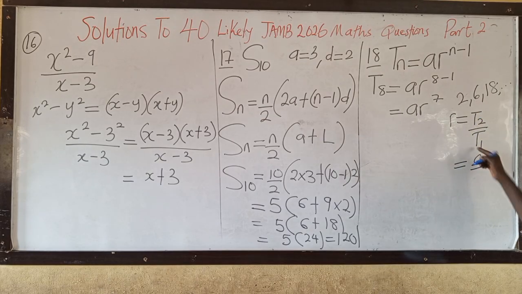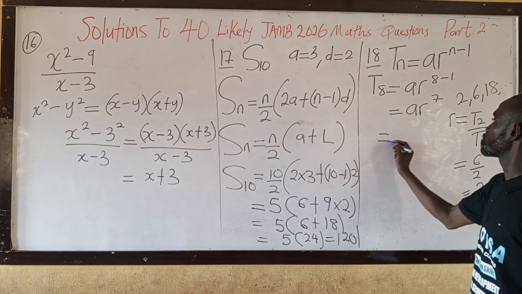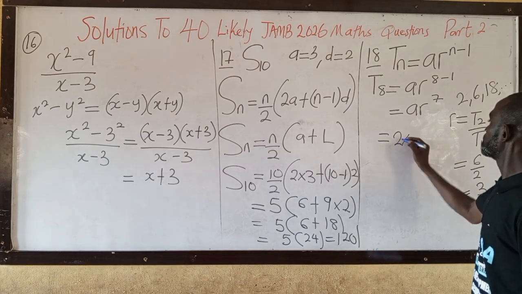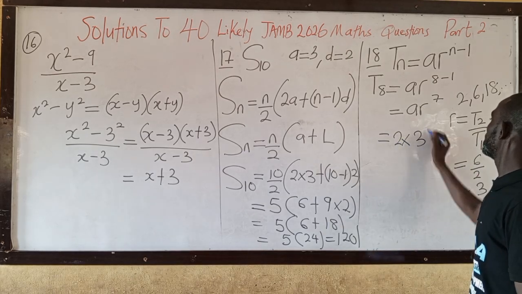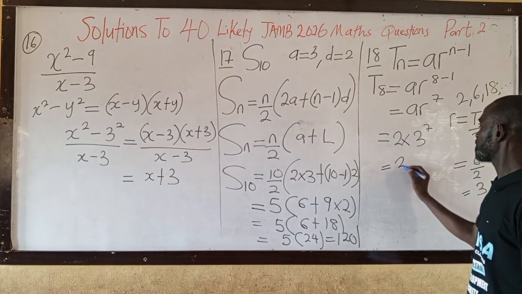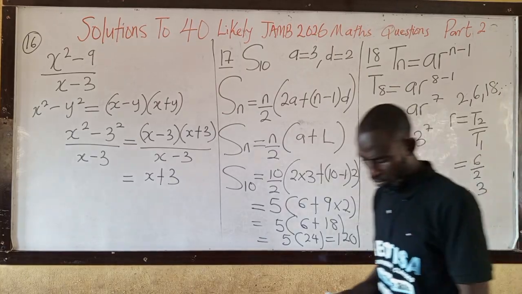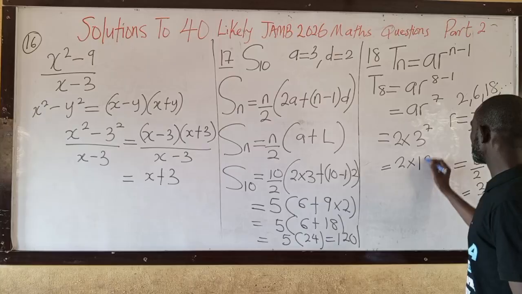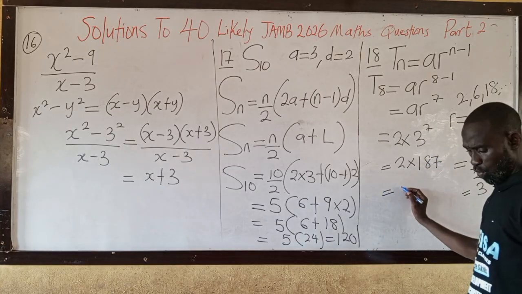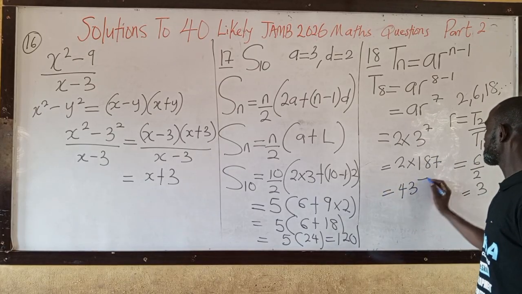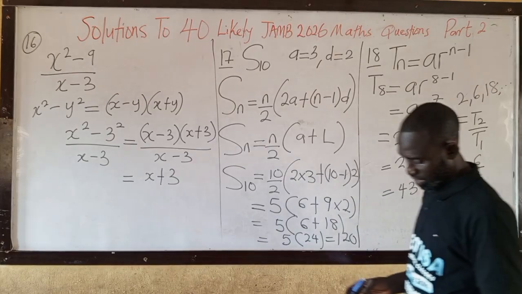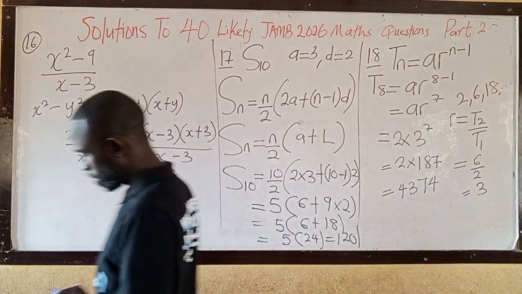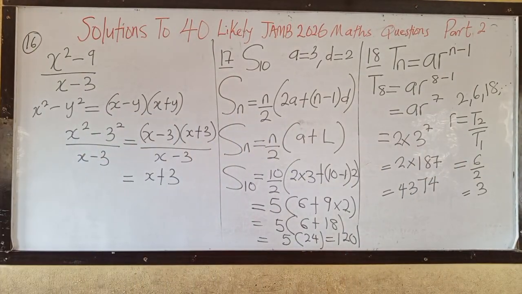6 all over T1 is what now? Is 2. 6 all over 2 gives us what now? 3. So this our R is what? Our R is 3. So when I substitute, our A is 2 times R, 3 to the power what now? 7. Now 2 times 3 raised to the power 7 will give us 187. And when we multiply everything, we have 4374. The correct option is option B to that question.